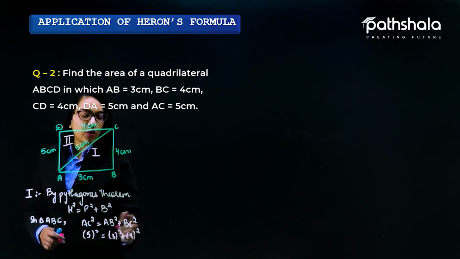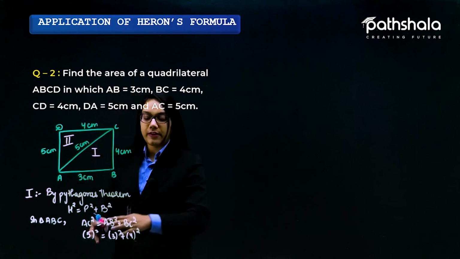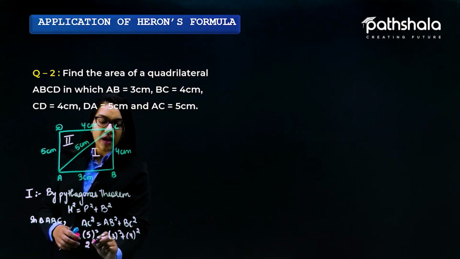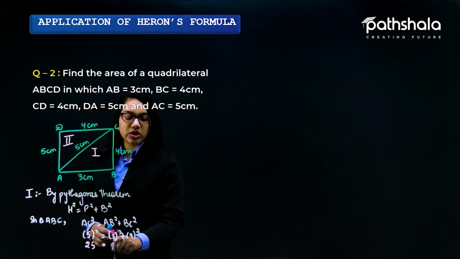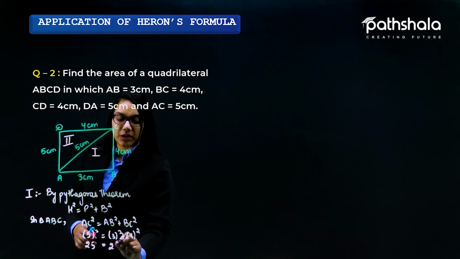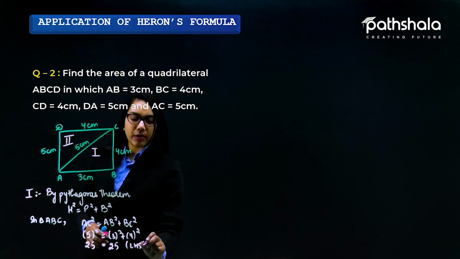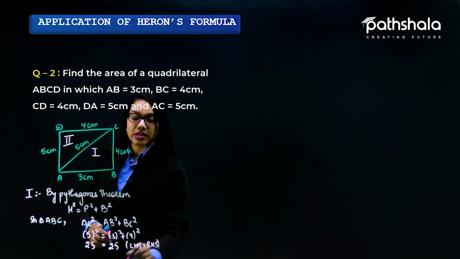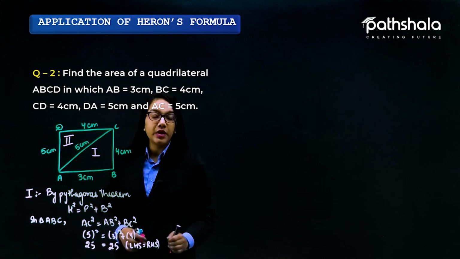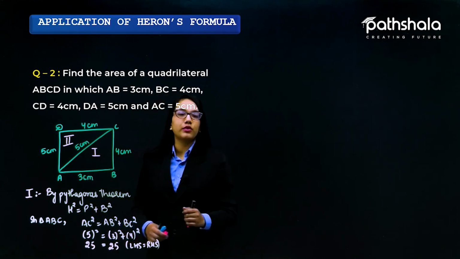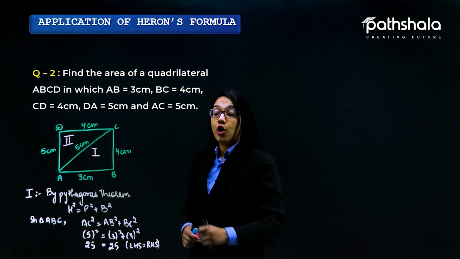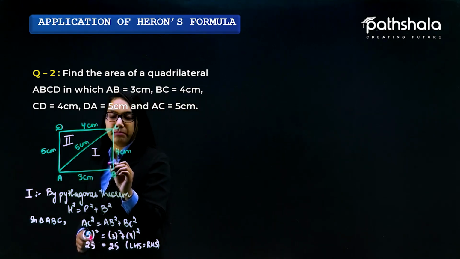Let's add up these values and see whether the left hand side is equal to the right hand side or not. 5 square is 25, and further 3 square is 9, 4 square is 16, and 16 plus 9 is again 25. So the LHS is equal to the RHS, which means this triangle follows the Pythagoras theorem. If it follows the Pythagoras theorem, then definitely it is a right angled triangle, right angled at B.